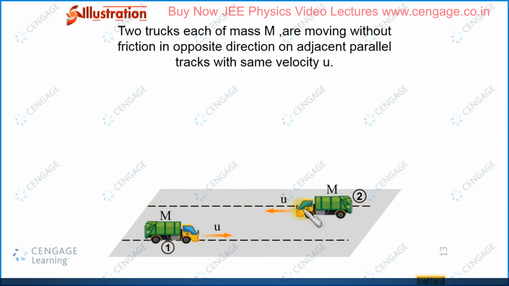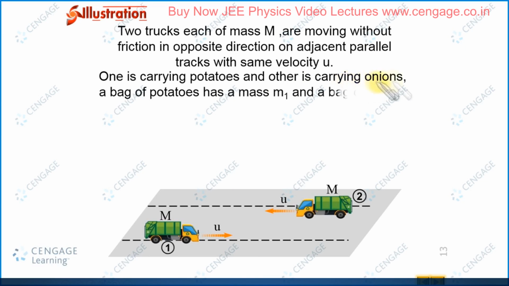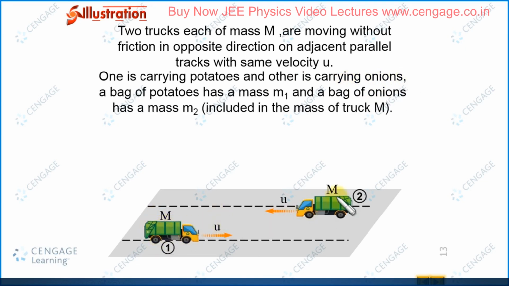Track number 2 is also moving on the parallel track with the same speed u, and it also has mass capital M. One is carrying potato and the other is carrying onion. Suppose this is carrying potato and this is carrying onion. A bag of the potato has mass m1 and a bag of the onion has mass m2, included in the masses of the tracks capital M. That means this m1 or m2 both are included in capital M, right?